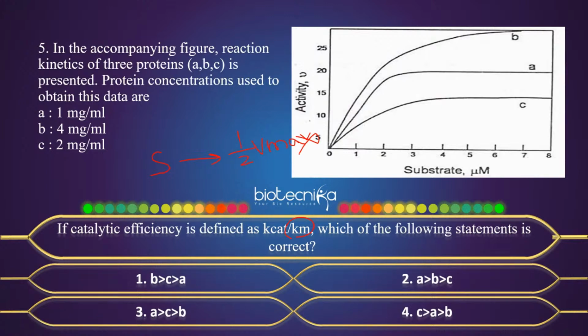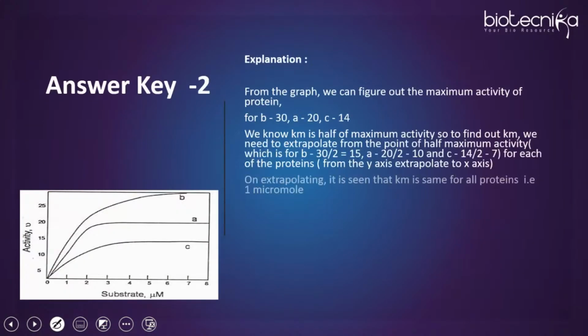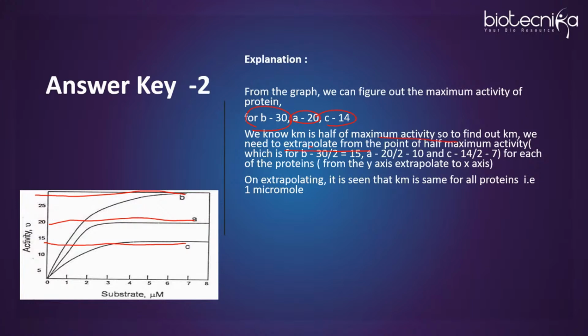Okay. So, what are the Vmax values from over here? As you can see, for B, the Vmax I'll take as 30. Then for A, it is 20. And for C, if you draw a straight line, it will come to 14, right? So Km is at half of maximum activity. So to find Km, we need to extrapolate from the point of half maximum activity.